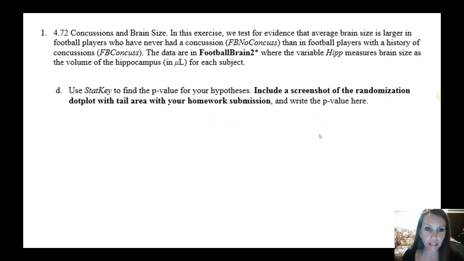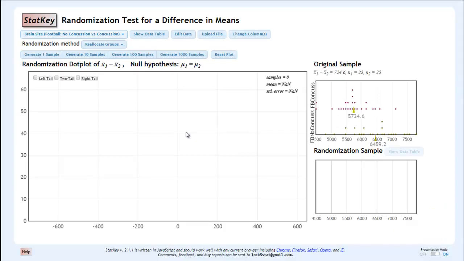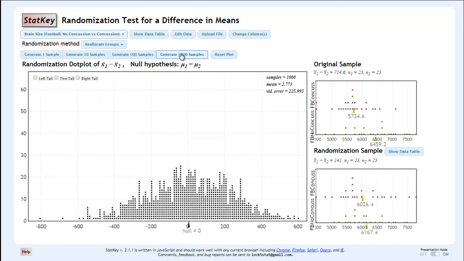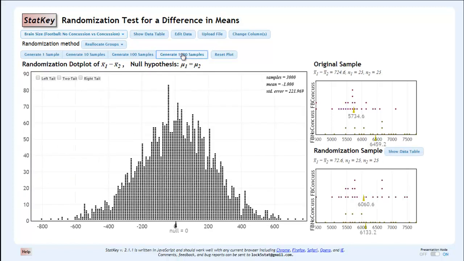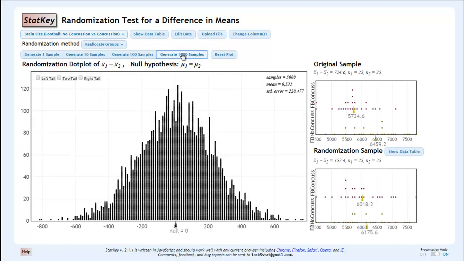Next, we want to use StatKey to find the p-value for our hypotheses. And we're going to write the p-value here. Now to find the p-value, I'm going to need to generate several thousand samples in my randomization distribution. So I'm just going to click on this generate 1,000 samples a whole bunch of times.